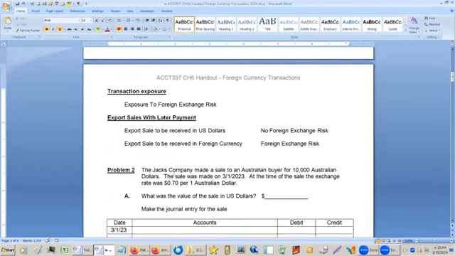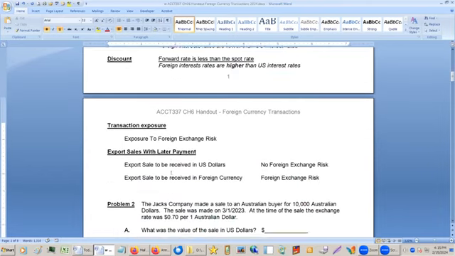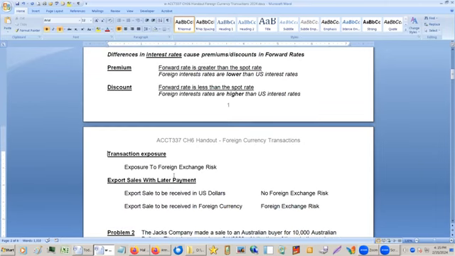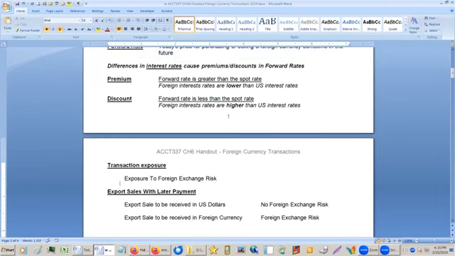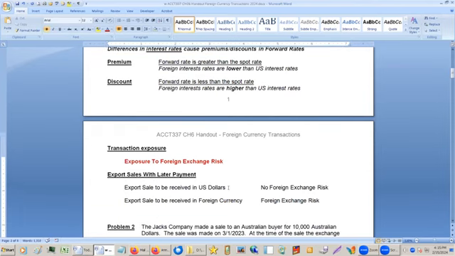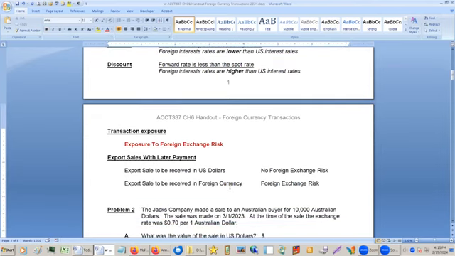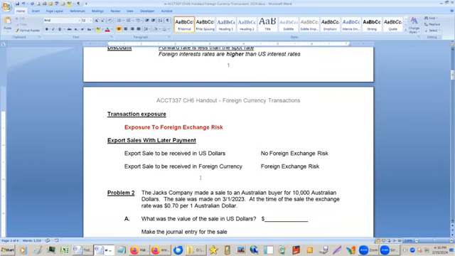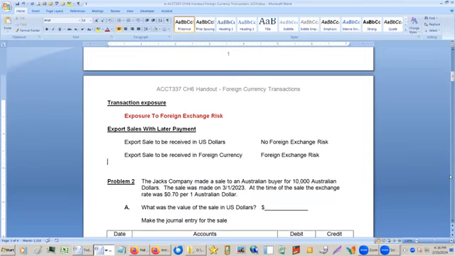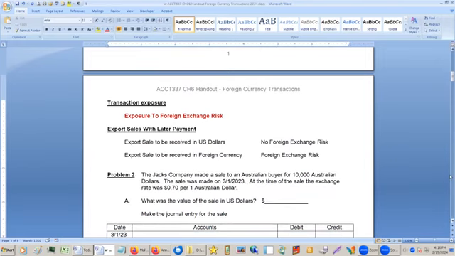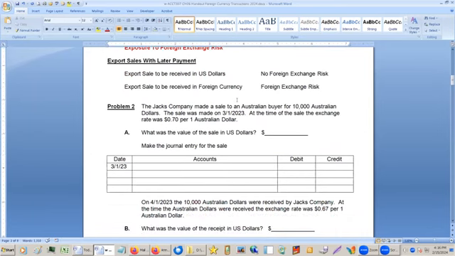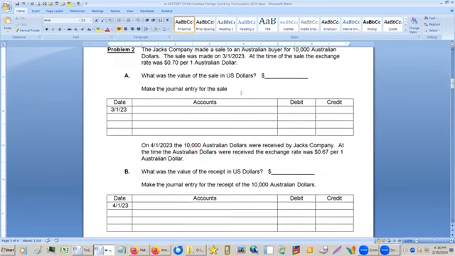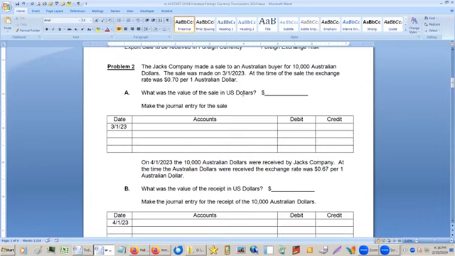This kind of definition stuff. Transaction exposure to foreign risk. And so this is one of those things that, for at least the initial stuff we're going to go through, doesn't really matter too much, but later on we'll see that it can. Okay, export sales. Sale to be received in foreign currency. This isn't too bad. This stuff isn't bad. Okay.